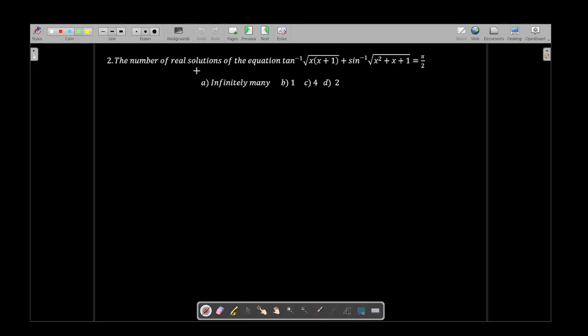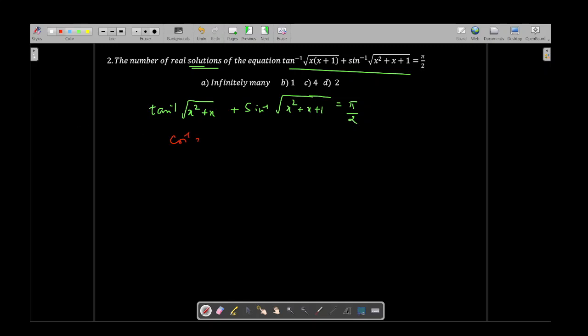So we need to find the number of real solutions of this equation. The equation is tan inverse of square root of x square plus x, plus sine inverse of square root of x square plus x plus 1, equals pi by 2. So we know that cos inverse of x plus sine inverse of x is equal to pi by 2. So we have pi by 2 here, so we can exploit this formula.